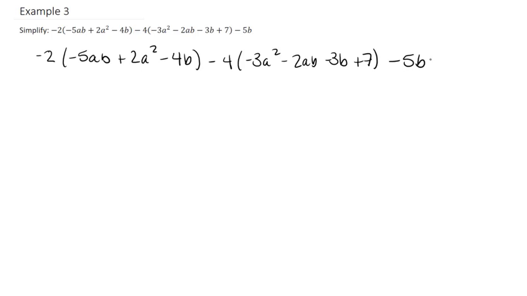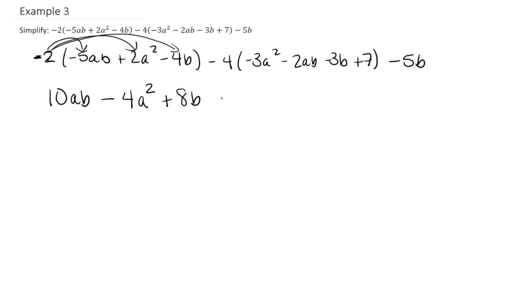So our first step will be to take this negative 2 and multiply it by each of the terms inside the parentheses. So negative 2 times negative 5ab. So 2 times 5 is 10. And it's positive because we have two negative signs, so that makes it positive. And we just leave it as ab. Now negative 2 times 2 is negative 4a squared. Now negative 2 times negative 4b is then plus 8b.